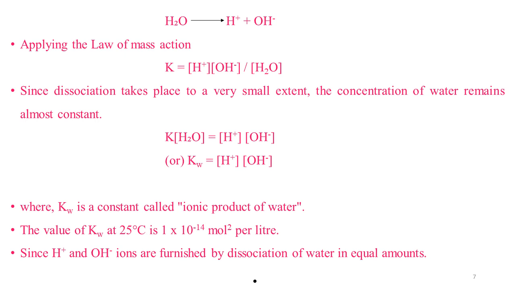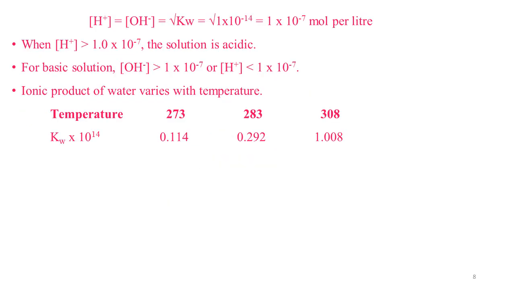Since H+ and OH- ions are furnished by dissociation of water in equal amounts, the concentration of H+ is equal to the concentration of OH-, which is equal to the root of Kw, which is the root of 1 × 10^-14, equal to 1 × 10^-7 mole per liter.